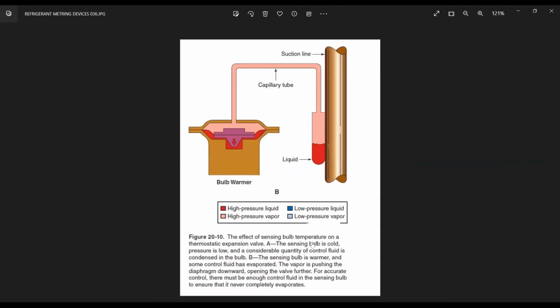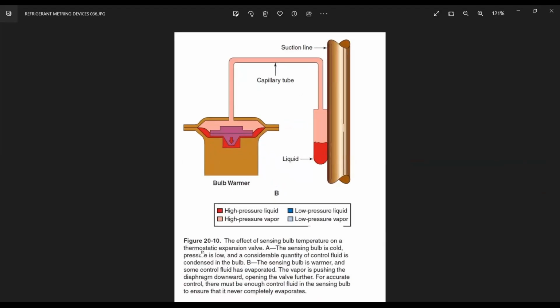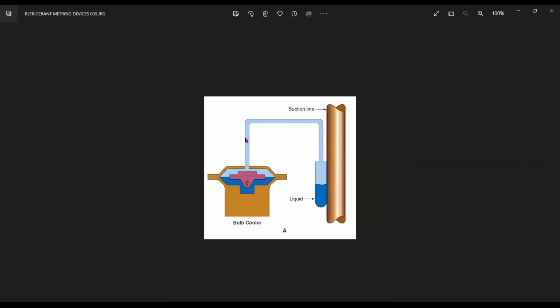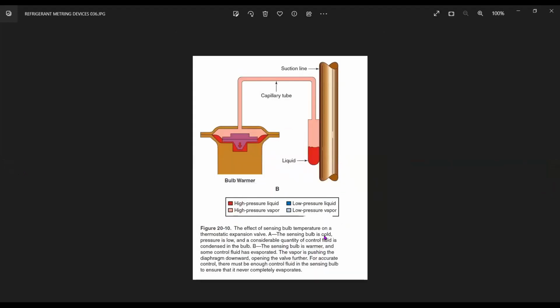And now the effect of sensing temperature on the thermostat expansion. A sensing bulb is cooled and the pressure is low and considerable quantity of control fluid is sensed in the bulb. As you see here, it is cooled, so यहाँ पे pressure कम हो गया. ठीक है. Similarly, sensing bulb is warmer. Now it is warmer. Okay. The same control fluid, whichever is fluid inside, has evaporated. Now it is no longer liquid, it is evaporated, and the vapor is pushing the diaphragm downwards. Okay, and the operation of the valve.